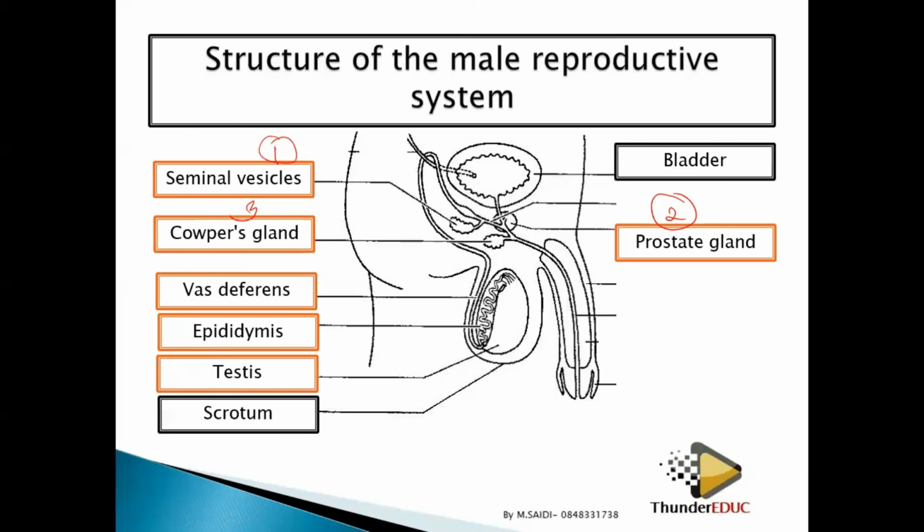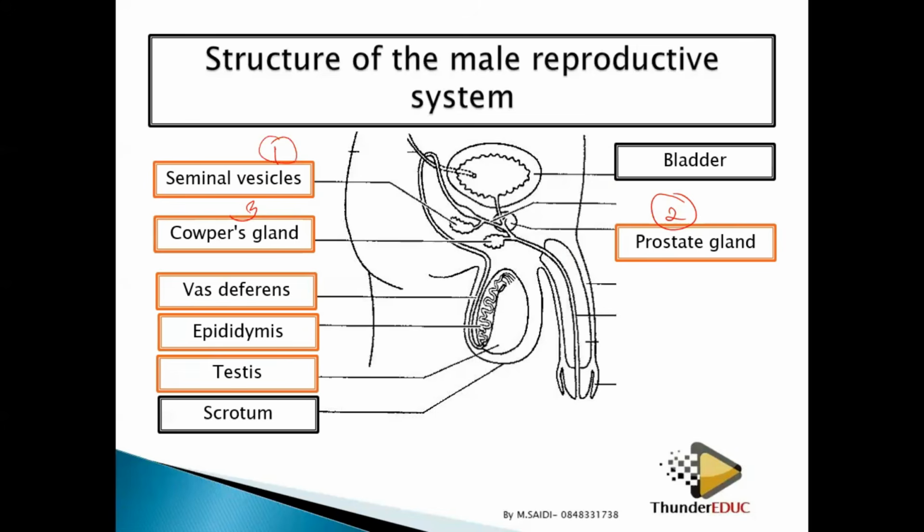So now you have the bladder. Bladder is not a part of the reproductive system, but we can call it a part of the urogenital system: the urinary system, and then the genital, which is the reproductive system.